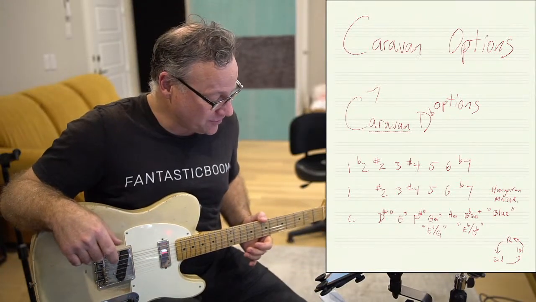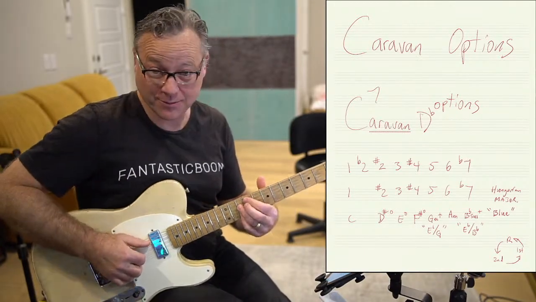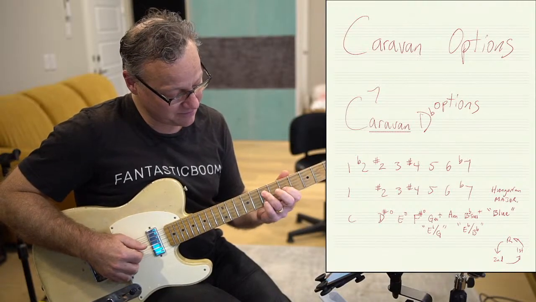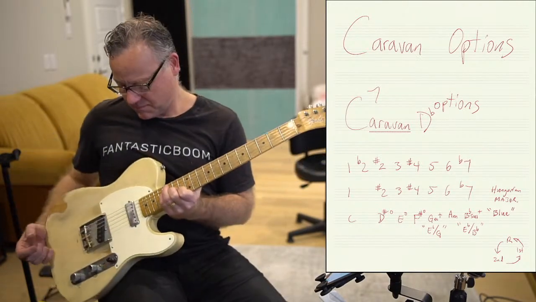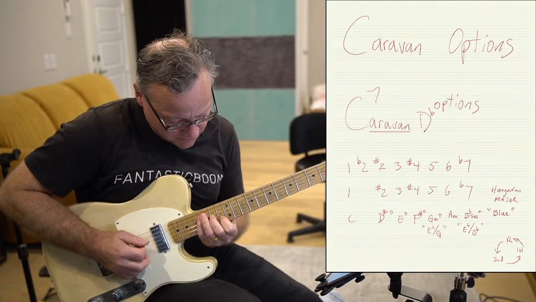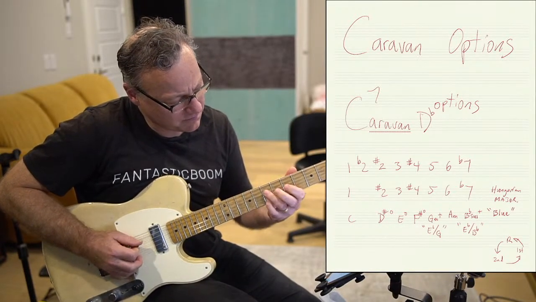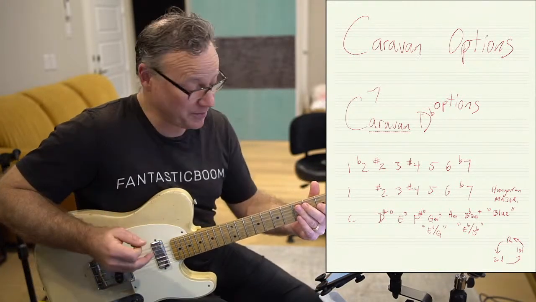All right, so what if I do, I don't know, E diminished and F sharp diminished? Like this. That's kind of cool. Might work well as arpeggios too.